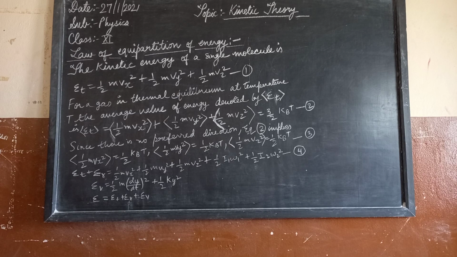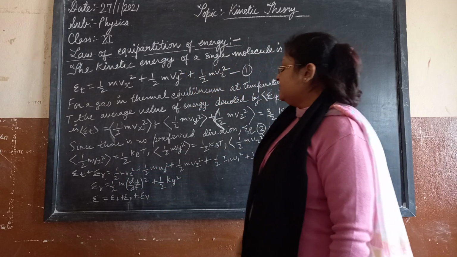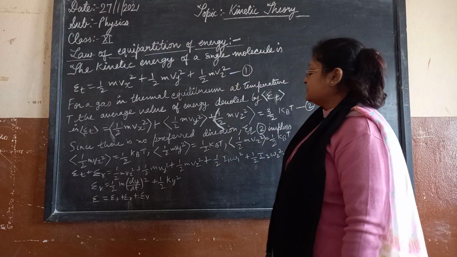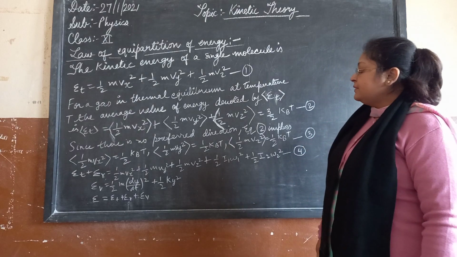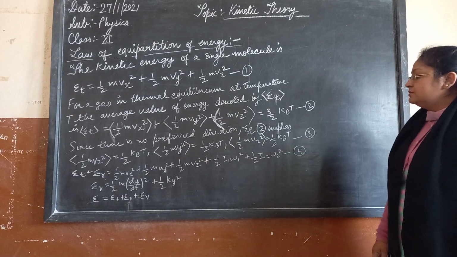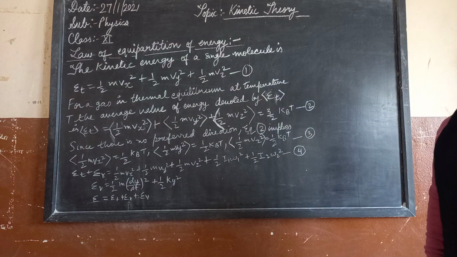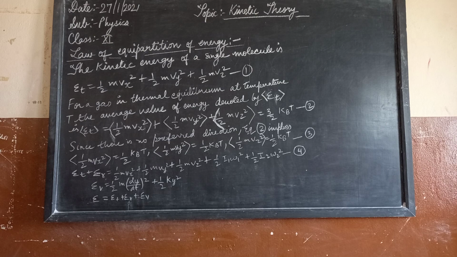The molecule has 2 rotational degrees of freedom, and each of these contributes a term to the total energy, which consists of translational energy Et and rotational energy Er. With 2 rotational degrees of freedom, Et plus Er equals 1 by 2 m vx square plus 1 by 2 m vy square plus 1 by 2 m vz square plus 1 by 2 I1 omega 1 square plus 1 by 2 I2 omega 2 square. They have 2 degrees of freedom here.